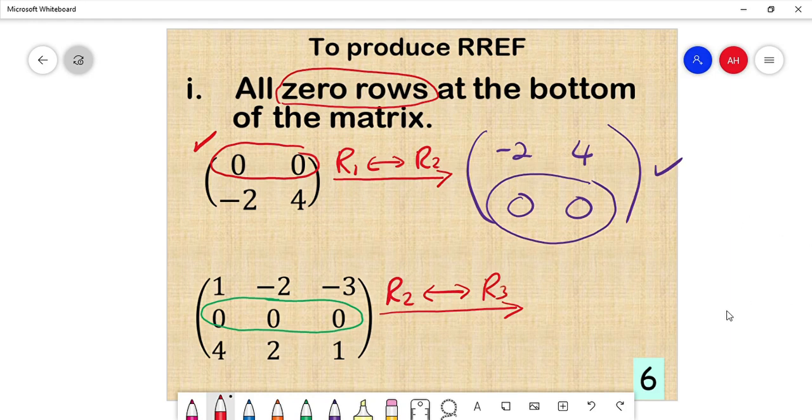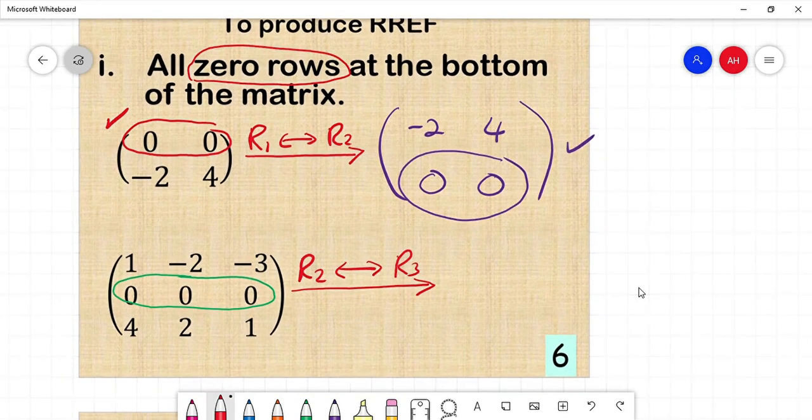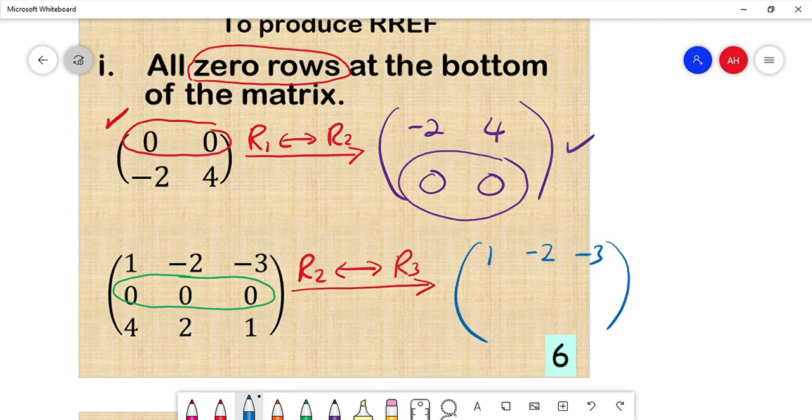Now if we do that, we are going to have this new matrix. Row number 1 is still the same because we didn't do anything to it. So we have 1, negative 2, negative 3. Now row number 3 becomes row number 2.